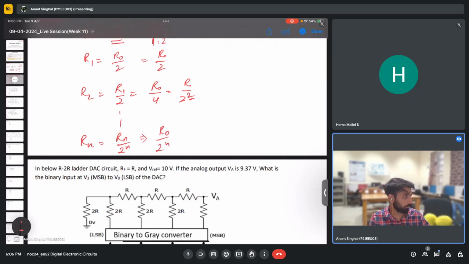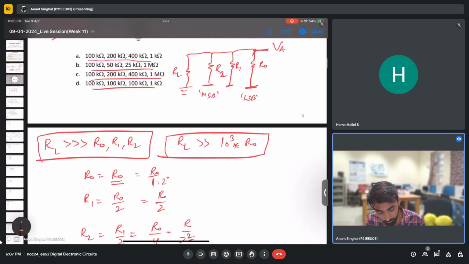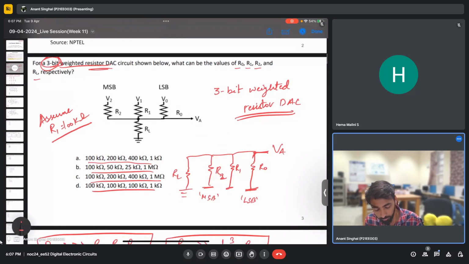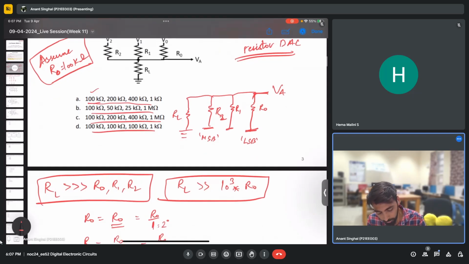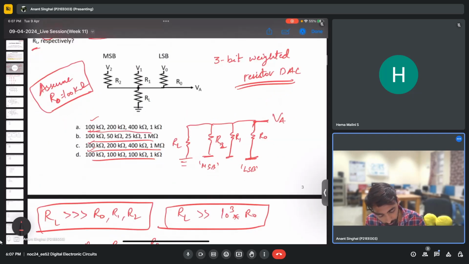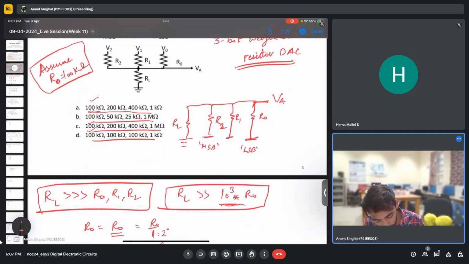So this is the description for a 3-bit weighted resistor DAC, and this is for n bit. Sorry, this is not R1, this is R0. In the question, all the options have R0 as 100 kilo ohms. And one thing to notice is we need to find RL also, which needs to be at least 3 orders higher than R0. So this is 1 kilo ohm and this is 1 kilo ohm. These options will directly get eliminated, and we only need to check option B and option C.